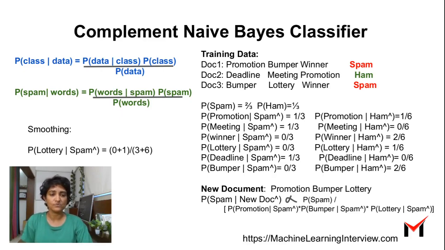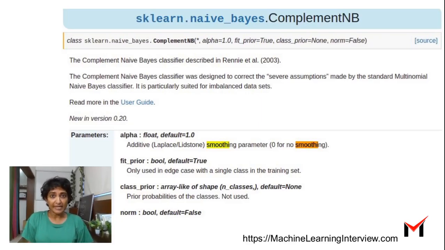So the complement naive Bayes is once again readily available in scikit-learn, and as you can see here, by default the smoothing parameter is 1, because it is very often that we would find words not occurring in other classes, and it's important to do smoothing usually. You can use it in your applications and give it a shot.